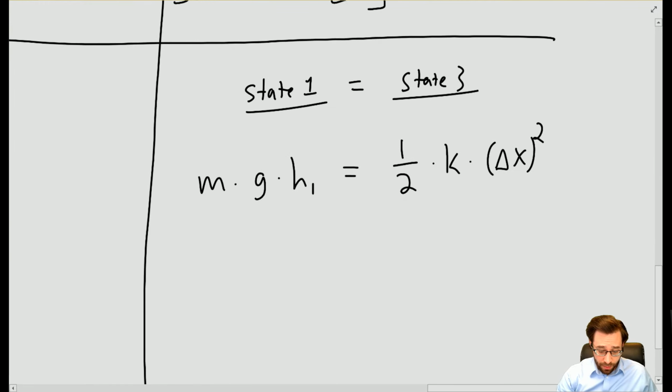All right. So the variable that I'm solving for is the spring constant. So this one's actually going to be a little bit easier to solve for. Yeah, I got you, Jackson.